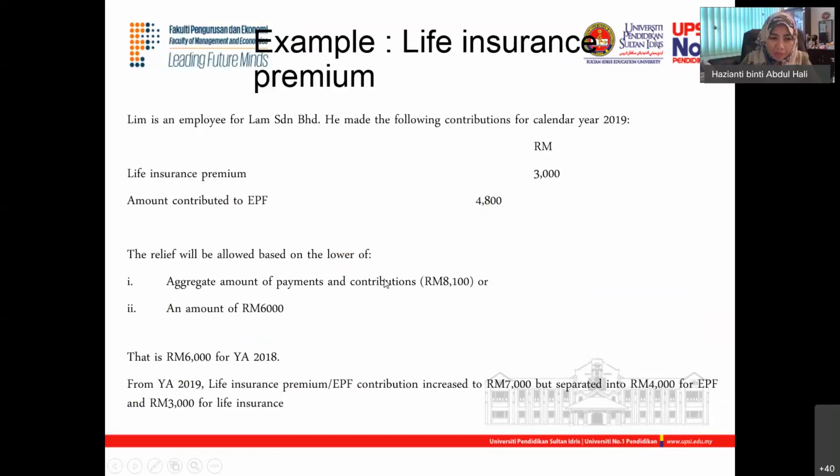The same question for year assessment 2019 lain. Sebab life insurance premium dengan EPF ni, dua-dua figure ni dia naikkan jadi 7,000 tapi dia pisahkan. 4,000 untuk EPF, 3,000 untuk life insurance. So kalau dekat sini dia bayar 3,000 untuk life insurance, dia boleh claim maximum 3,000. Tapi untuk EPF dia hanya boleh claim 4,000. Okay, so year assessment is very important lah. You kena tengok year assessment dia.